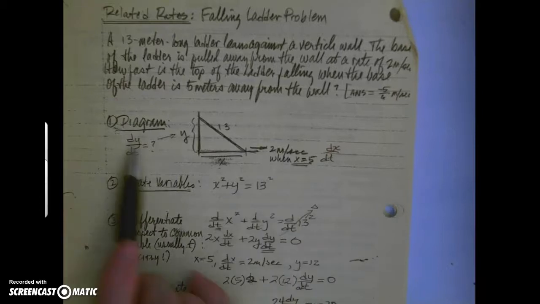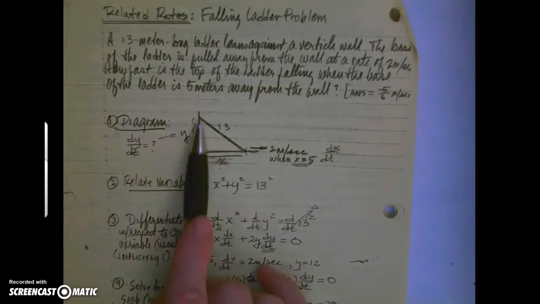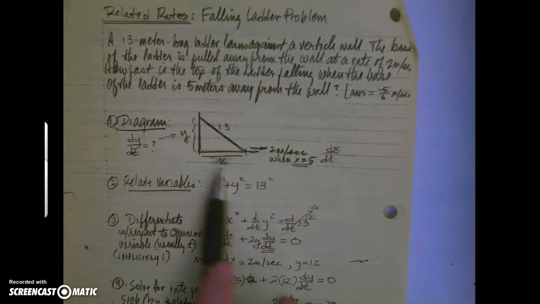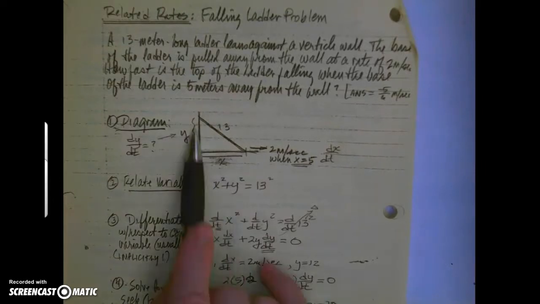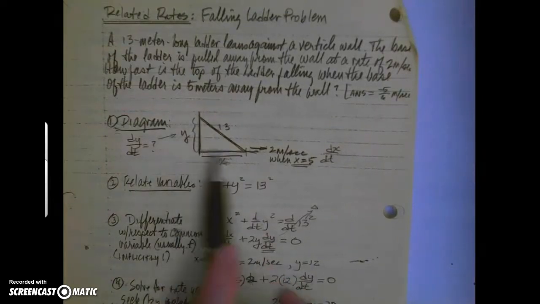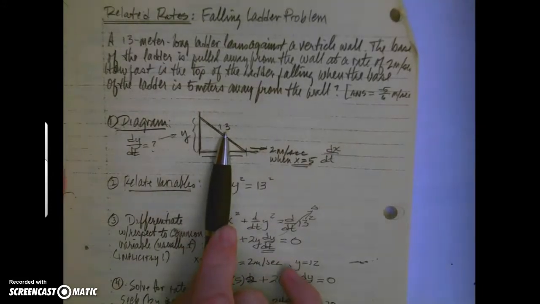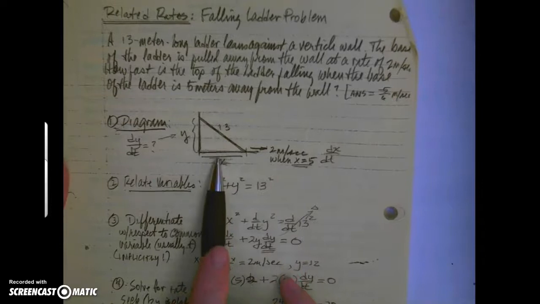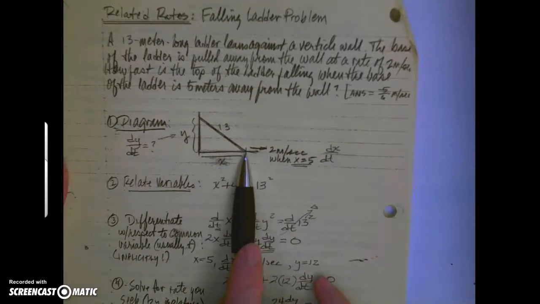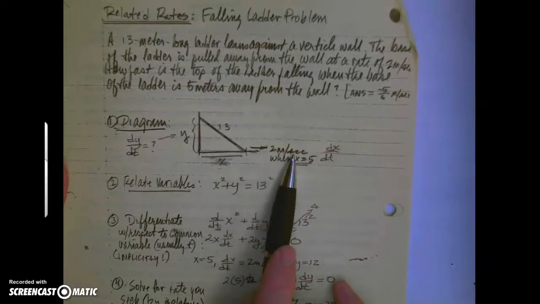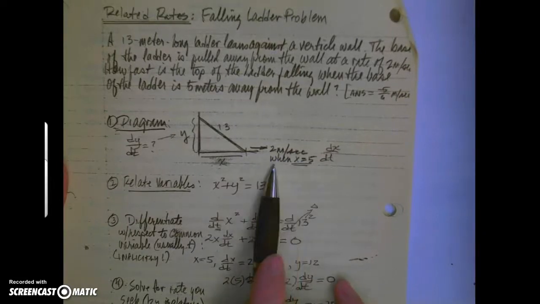So the first thing we do is set up a diagram. And in that diagram we show the variables x and y, which is your distance, both from the wall to the bottom of the ladder and to the top of the ladder. We also show the length of the ladder. After we've done that, we can include any other information in the problem, such as how fast the bottom of the ladder is moving away from the wall, which is 2 meters per second, and when that occurs.